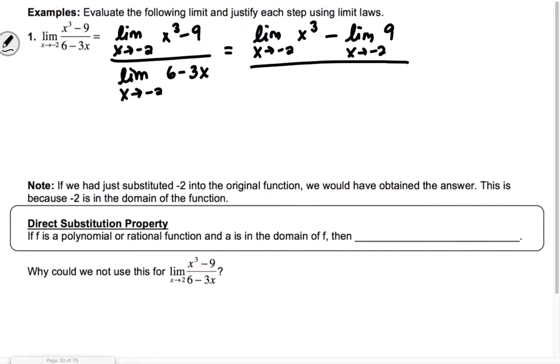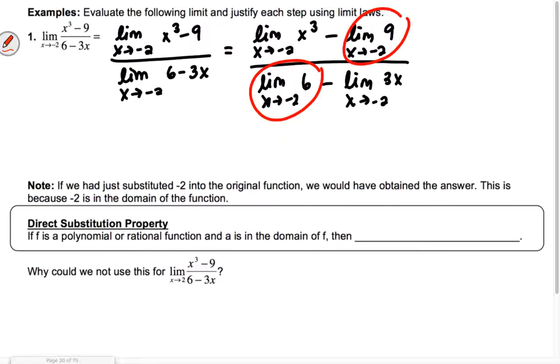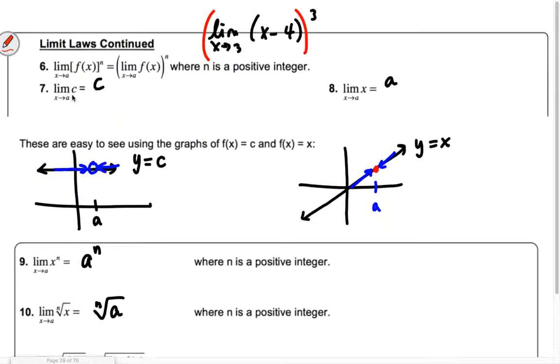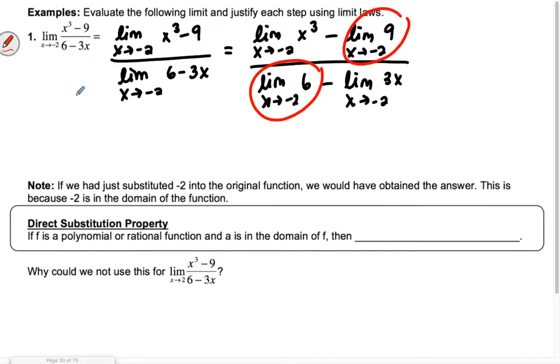And you'd bring it into each one. So you'd say the limit as x goes to -2 of 6 minus the limit as x goes to -2 of 3x. So then these are just constants. So that's like the rule that said the limit as x goes to a of a constant is just the constant. So those just become 9 and 6.